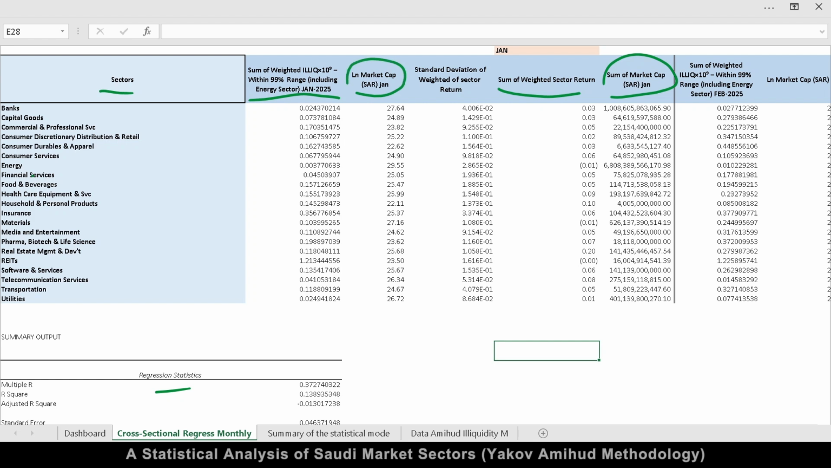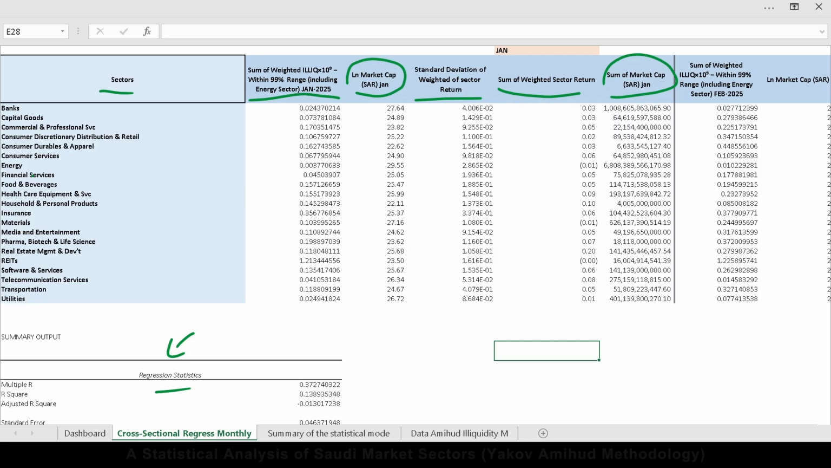Also, I transformed market size into its logarithmic form to convert large values into a more linear structure suitable for regression modeling. Using the same approach applied by Yakov Amihud, after that I calculated the standard deviation of sector returns as a proxy for risk. Amihud combined these factors in his statistical model to make sure that the effect on returns was truly driven by liquidity and not by other variables.